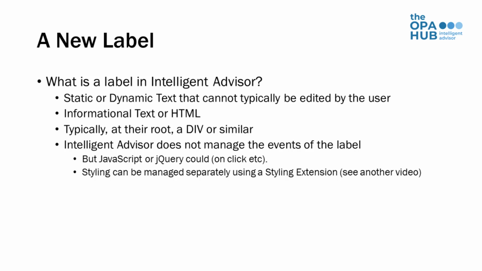It might start out as a div tag in HTML, or a span, or a paragraph. The point is that aside from mount, unmount, and update, Intelligent Advisor is not going to handle the events of the label in any way, shape, or form. So it's not going to allow you to do an on-click. But since we're in JavaScript, you could use jQuery or JavaScript to do it instead.